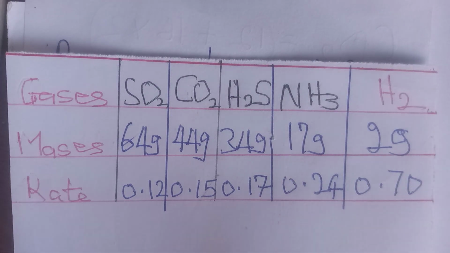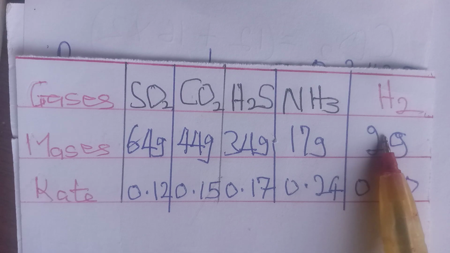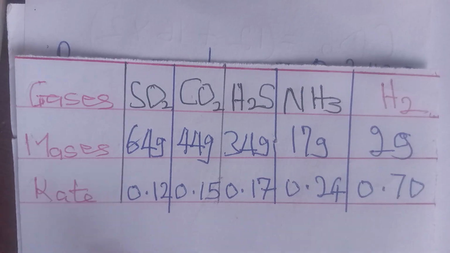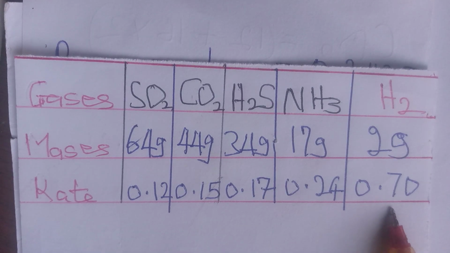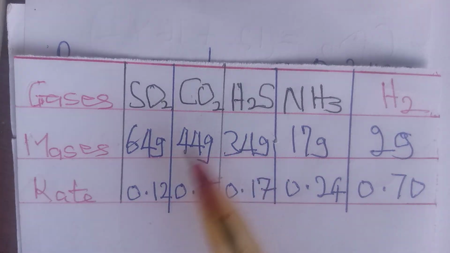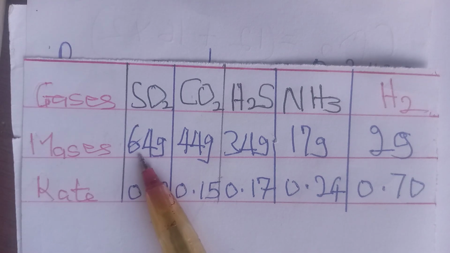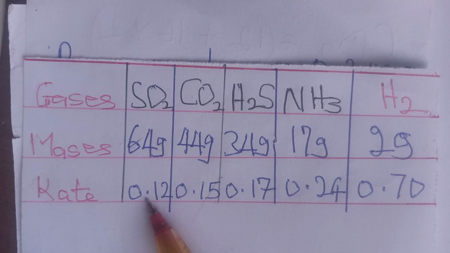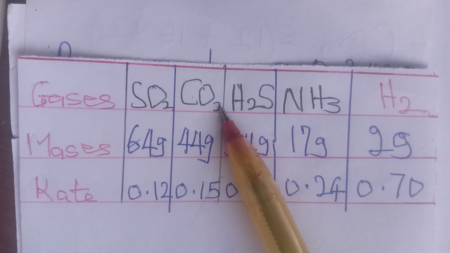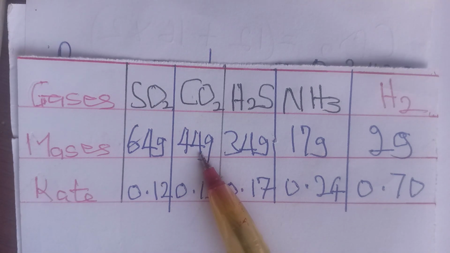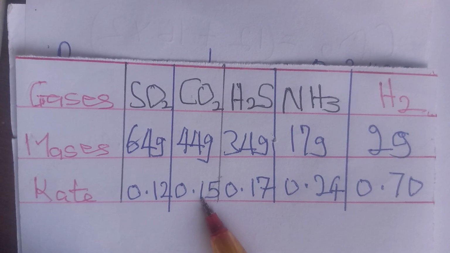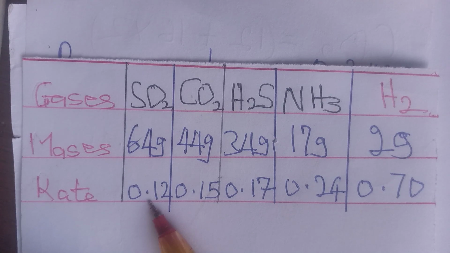So what I did next was to prepare a small table containing the gases we just mentioned, their molar masses, and their rates of diffusion, so that we can see how rate of diffusion changes with molar mass. Now look at sulfur 4 oxide. Its molar mass is 64 grams. Its rate of diffusion is at least 0.12. Then look at carbon 4 oxide, next to sulfur 4 oxide in molar mass. The molar mass of carbon 4 oxide is 44 grams. Look at its rate, 0.15, much greater than 0.12.